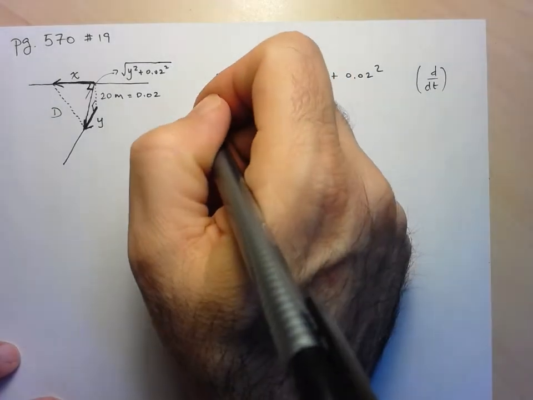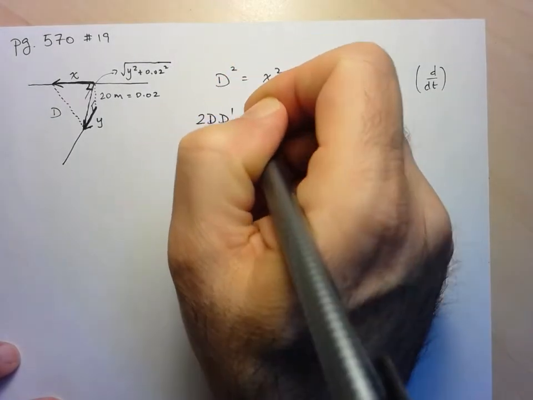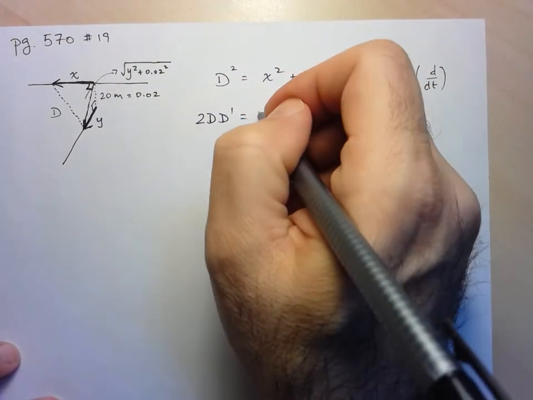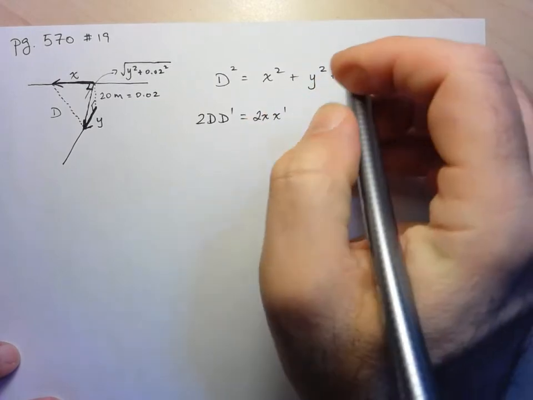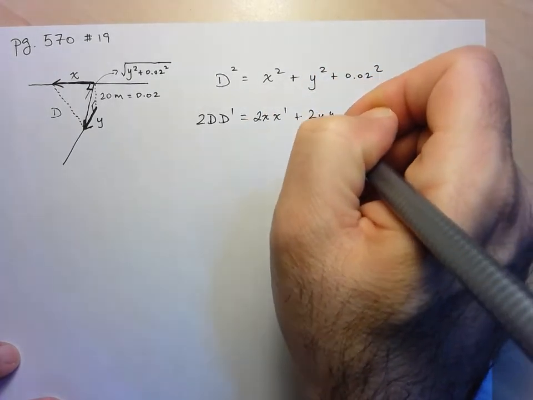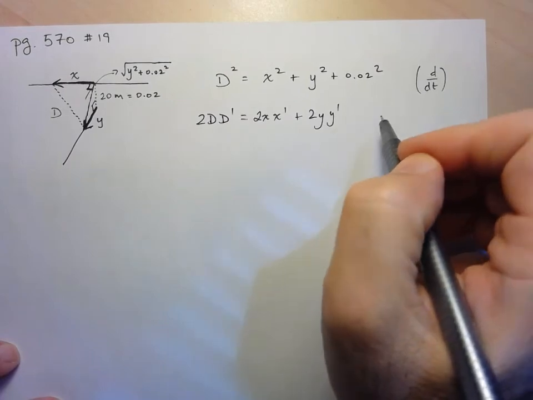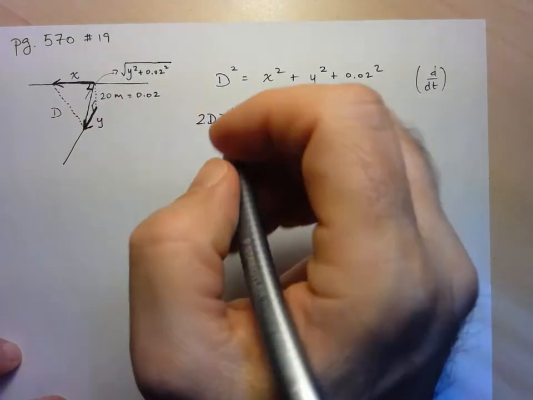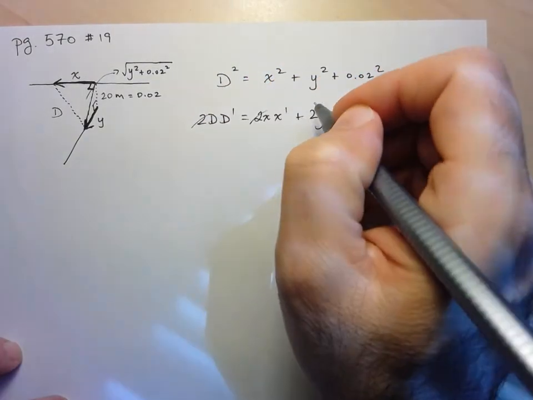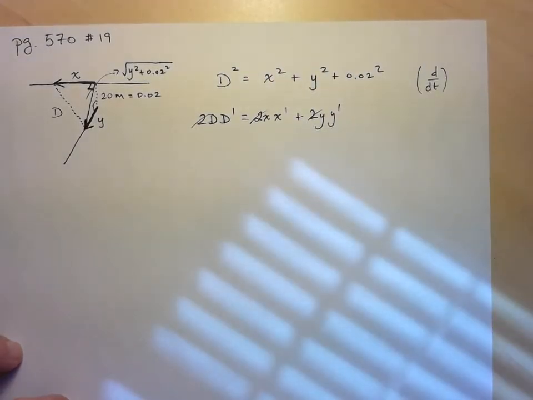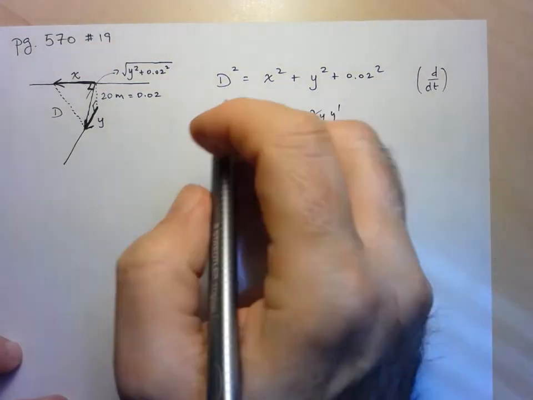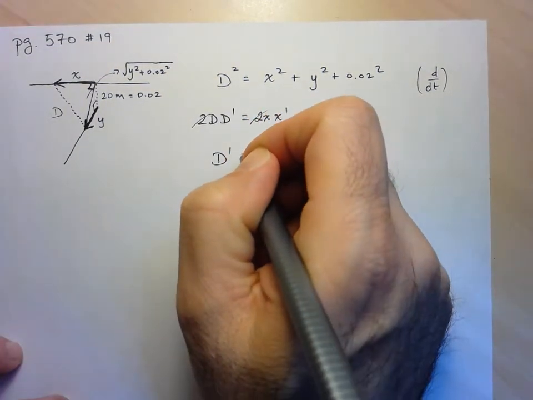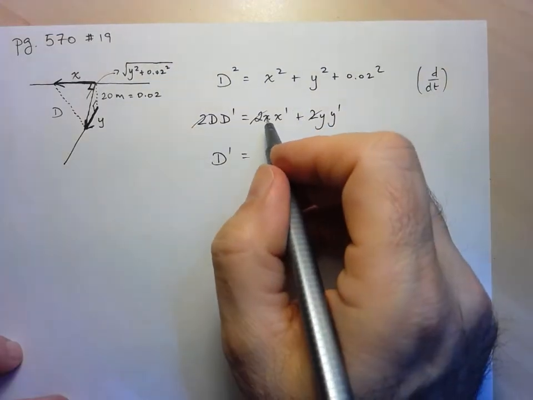So here we have 2d d prime equals 2x x prime plus 2y y prime plus the derivative of a constant, which is just going to be 0. So we divide 2 from both sides of the equation, which makes it a little simpler. And here, what do we have? We've got d prime, which is the thing we're looking for. So we have x times x prime.